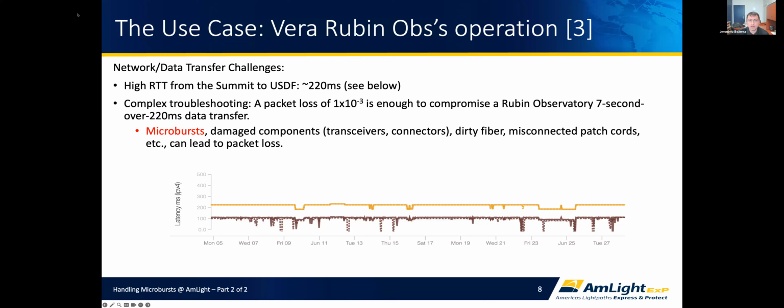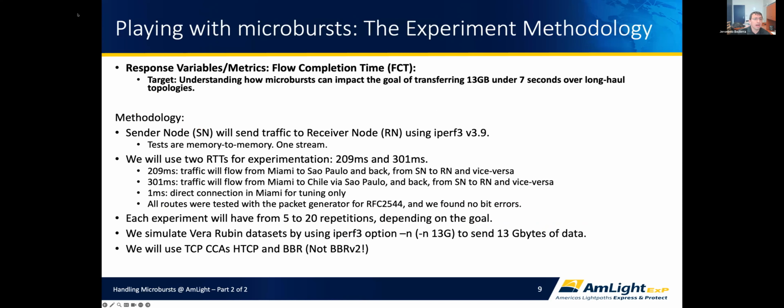And there's many situations that could lead to packet loss in this case, right? So you can have microbursts, you can have damaged components, transceivers, connectors, dirty fiber, misconnected patch cords. All this can lead to packet loss. So the goal today is to talk about microbursts and how to minimize those.